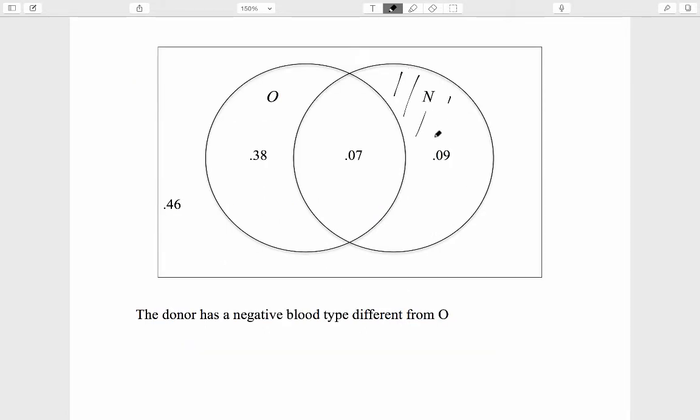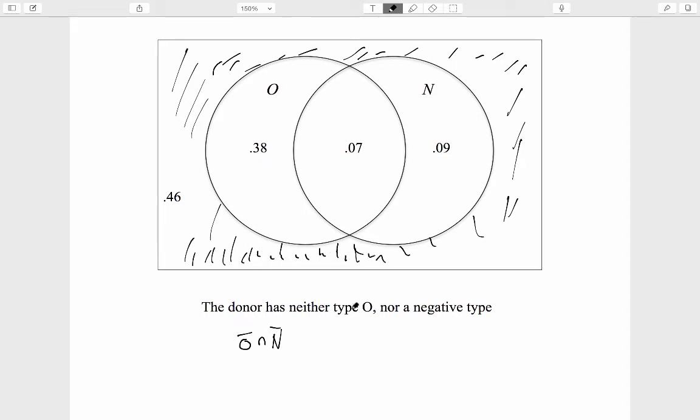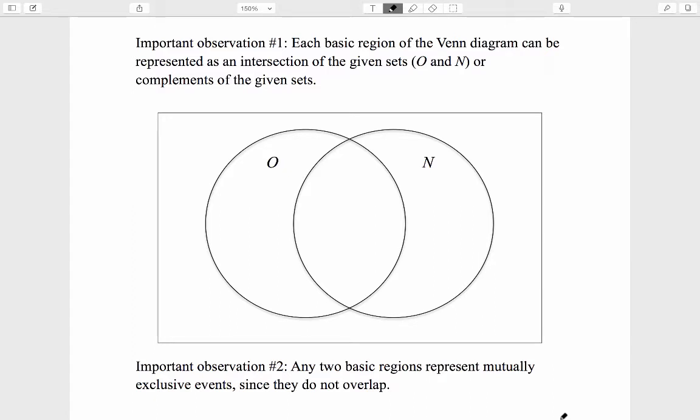Now, how do we write these in set notation? This region right here, that is outside the O circle and inside the N circle, is just O complement intersect N. There is nothing else I need to write to specify that this is the region I'm talking about, outside O and inside N. What about this outermost region? How can we write it? This region is outside the O circle and outside the N circle. Writing simply O complement intersect N complement is enough information to specify that this is the region we mean, nothing more and nothing less. Now we're ready for some important observations.